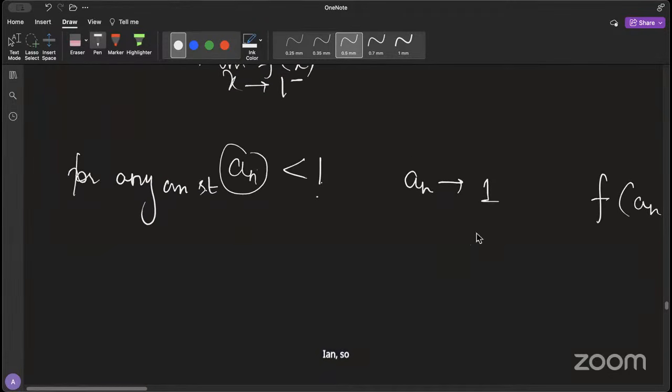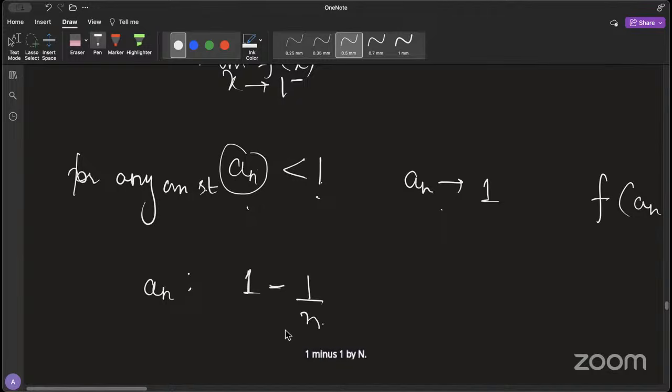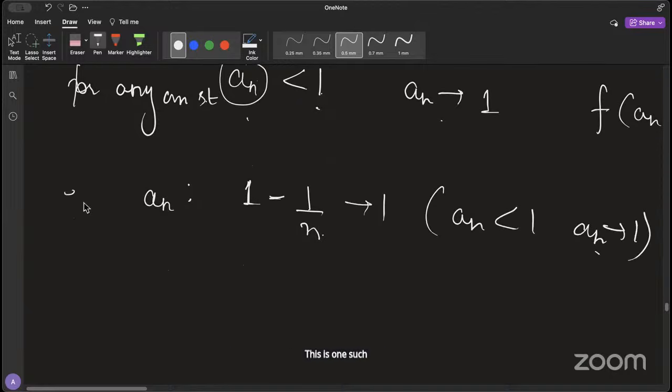So what kind of sequences can I take here? I need to take a sequence that is less than 1 and converges to 1. Can someone give me a sequence that converges to 1 and is less than 1? There are infinitely many such sequences, but I'm giving you one example: 1 minus 1 by n. This converges to 1, right? And this is always less than 1. So a_n is always less than 1 and a_n is converging to 1.